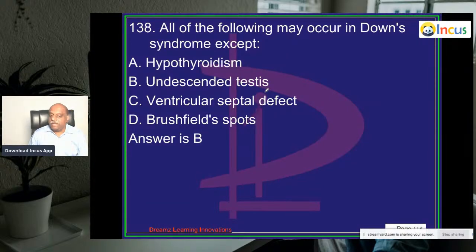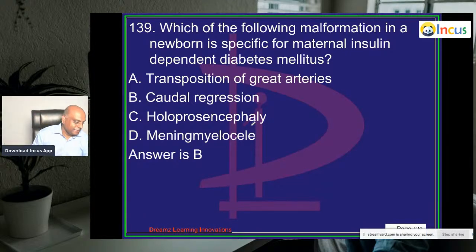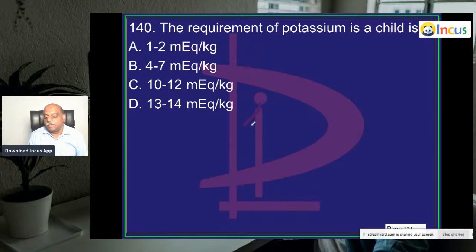Down's syndrome, hypothyroidism, VSD, Brushfield spots, there is a big list of things in Down's. Whenever the mother is having insulin dependent diabetes, caudal regression is the most characteristic feature of the diabetes associated fetal malformations. How much potassium is required for a child? 1 to 2 milliequivalents per kg.